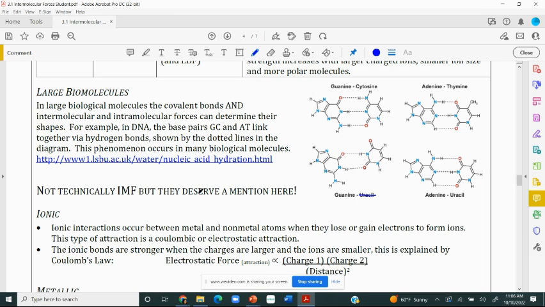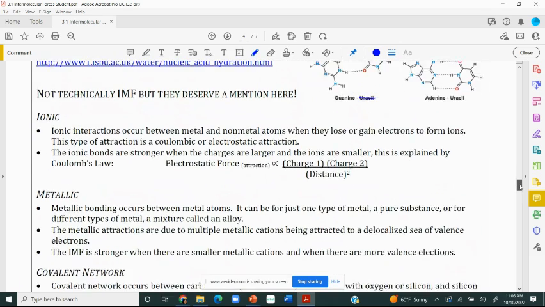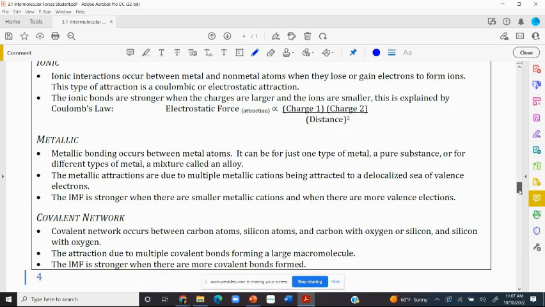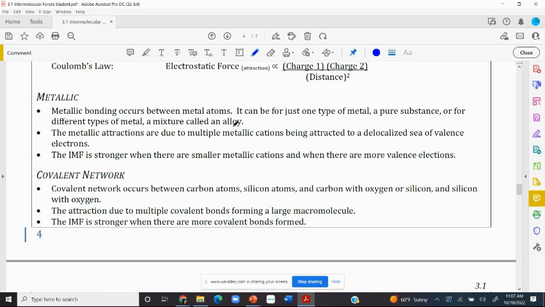Okay. All right. Not IMFs, but we're going to mention them here. Ionic interactions occur between a metal and a nonmetal. When they lose or gain electrons to form ions, that is your Coulombic attraction or electrostatic attraction. Remember, as the charges increase, that force increases. As the distance increases, what happens to the force? It decreases.